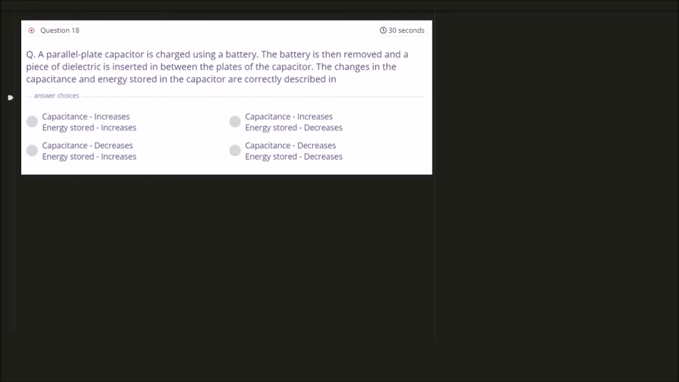Question 18. A parallel plate capacitor is charged using a battery and the battery is then removed. Removed means that it's no longer connected to the battery. Then after that, only a piece of dielectric is inserted in between the plates of the capacitor. You first remove the battery, make it charge isolated or electrically isolated, then only you insert the piece of dielectric. It's important to know that. So they ask for the change in the capacitance and the energy stored in the capacitor.